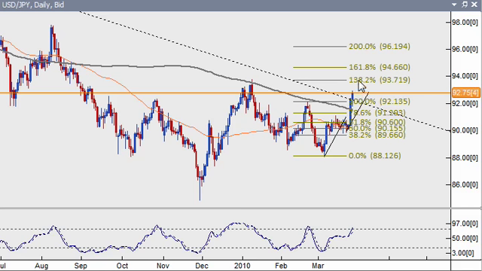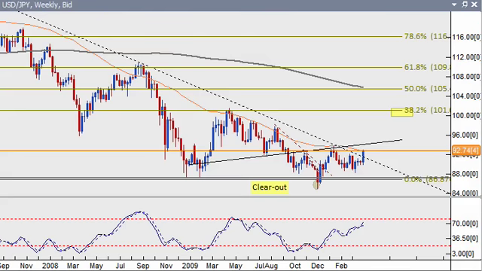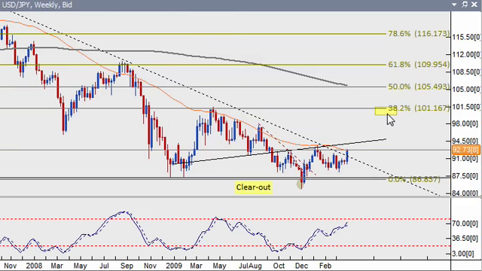However, this is where we're going to look for topping action and a decline and a bearish attempt there to give us a throwback. The throwback, if it can maintain another low above this previous consolidation area, that would be a very strong confirmation of our bullish outlook.